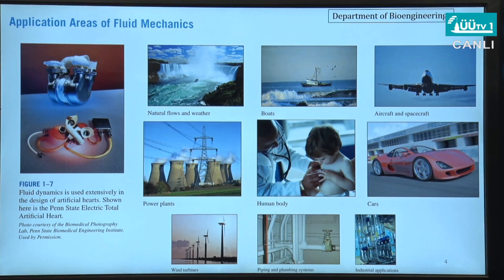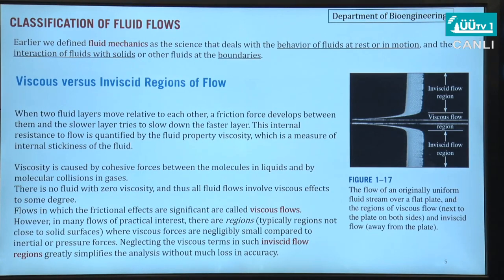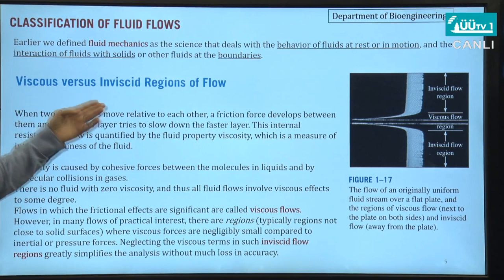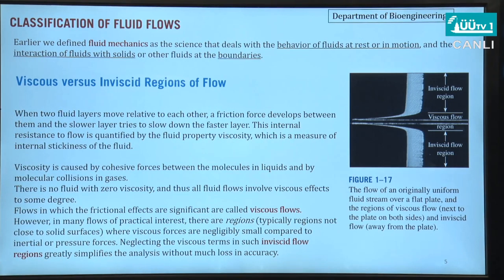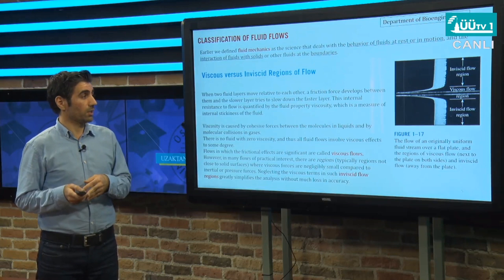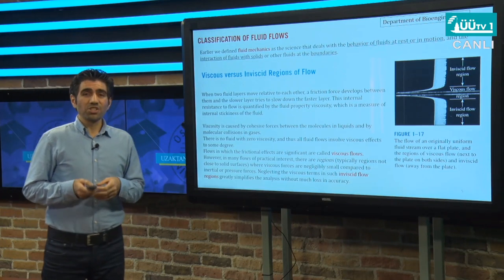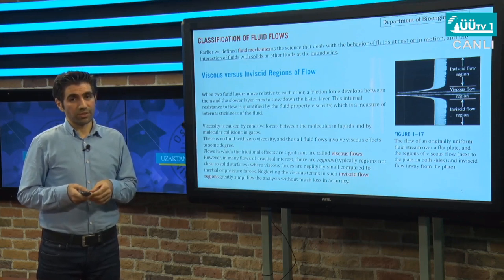Okay, let's continue with fluid mechanics concepts. You may face in fluid mechanics different flow classifications. One of them is viscous versus inviscid regions of flow. We know that when one solid body moves over another solid body, a friction force develops at the interface of these solid bodies, and the direction of this force is completely opposite to the motion. The same is true for the motion of fluid over a solid surface.